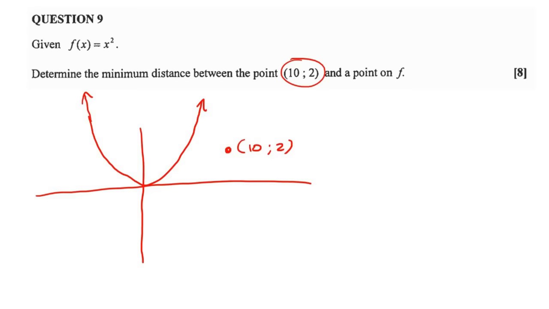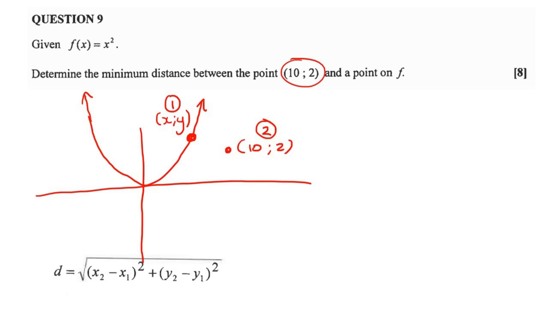And we'll just call it x and y. Now, they've asked us to calculate the minimum distance, so we'll just go get the distance formula, and we'll make a formula. So I'll use this as my point number two. Doesn't matter, you can do it the other way, and I'll use that as my point number one. And then I'm just going to say that the distance is going to be equal to the square root of 10 minus x squared plus 2 minus y squared.